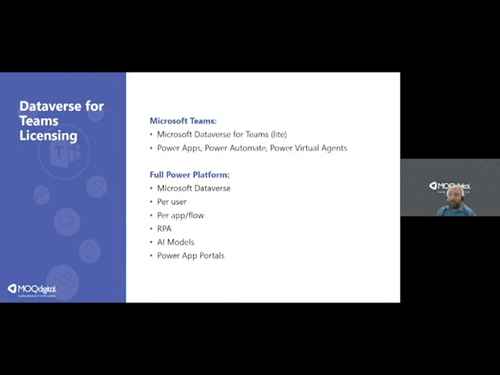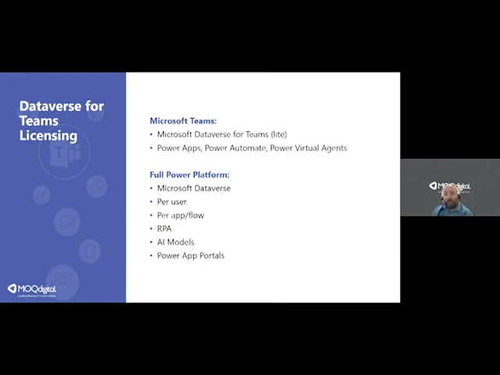In terms of licensing, probably one of the most interesting pieces. So today, if you have E3s and above and access to Teams, it means that you have Microsoft Dataverse for Teams Lite. It's available for you. You can start working with it, everything I showed you today. It gives us Power Apps, Power Automate, and Power Virtual Agents together with Dataverse as that data store living inside of Teams. You can use that immediately.